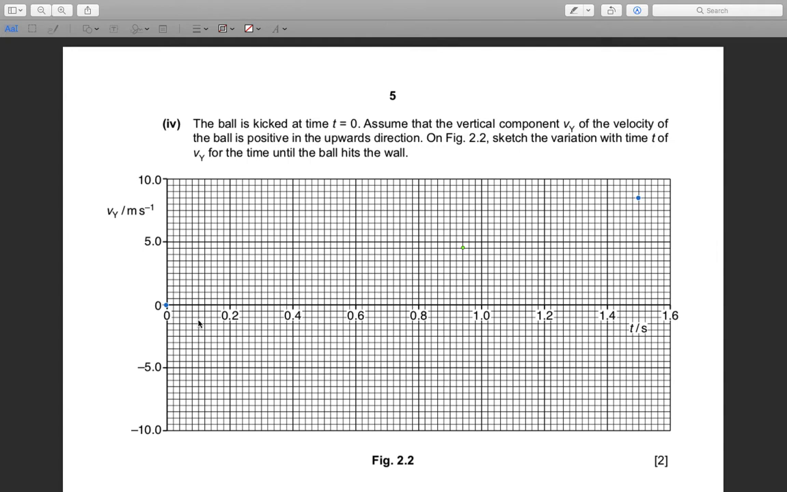We cannot draw the line because it's so complicated. The graph goes from here until the maximum here, and then goes back here. Okay, let's continue to the next number.